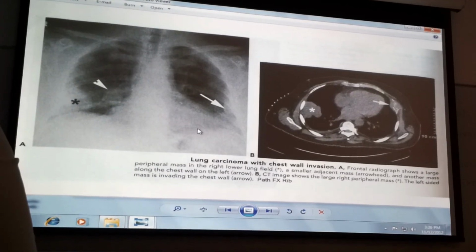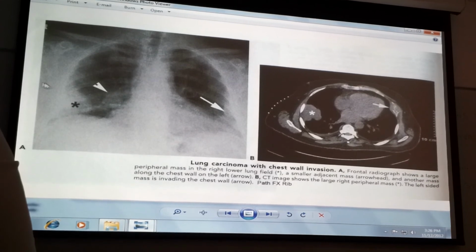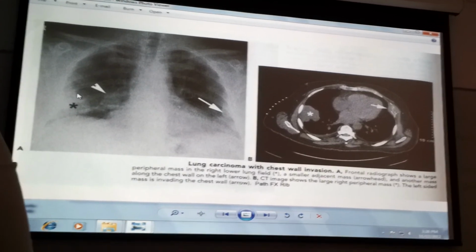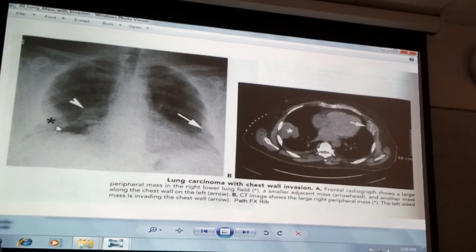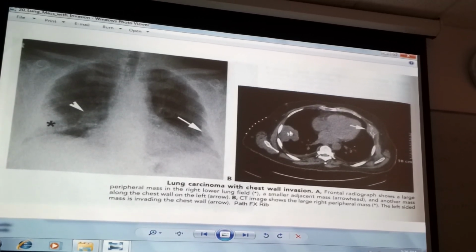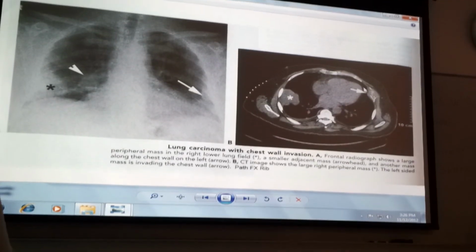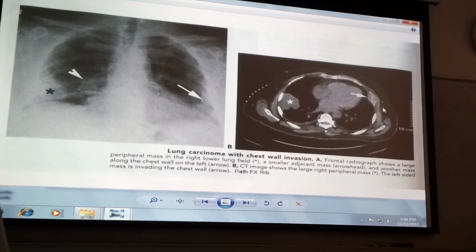Just to show you real quick how some masses in here, you can't sometimes tell if they're masses or what's going on, or an infiltrate, but when you do a CT scan, you can see that there's a pleural-based mass here, and there's bony destruction right in the rib cage right over here.